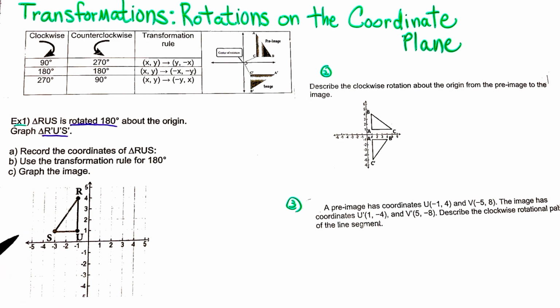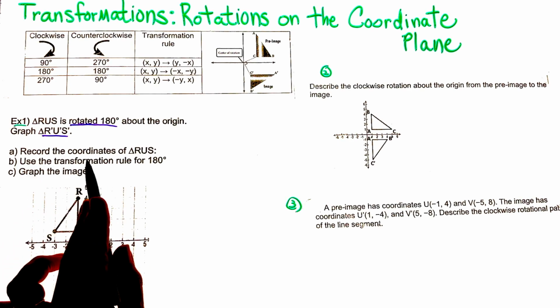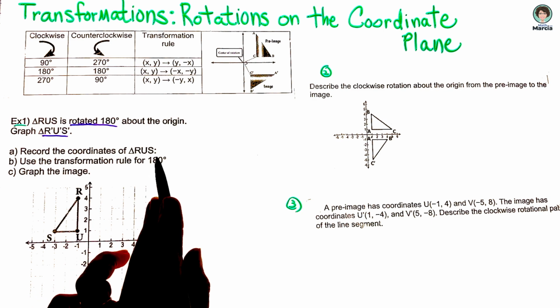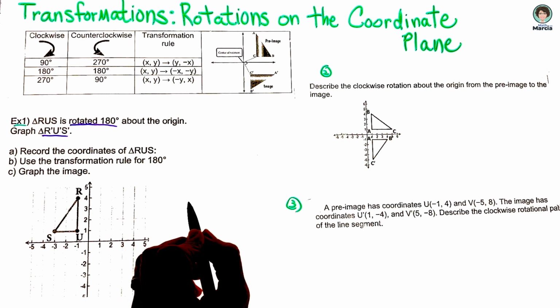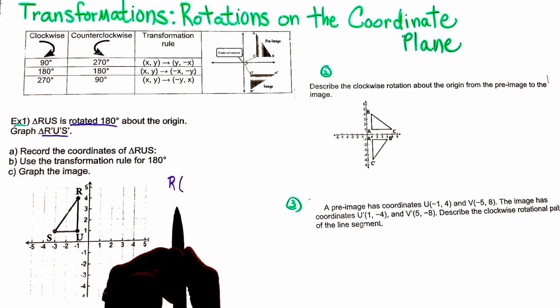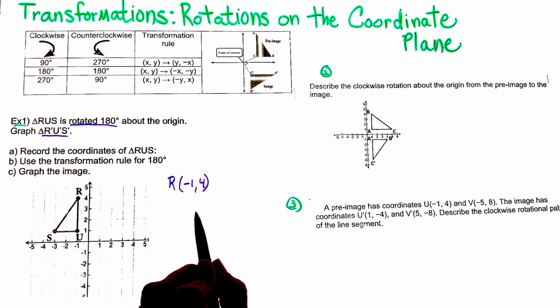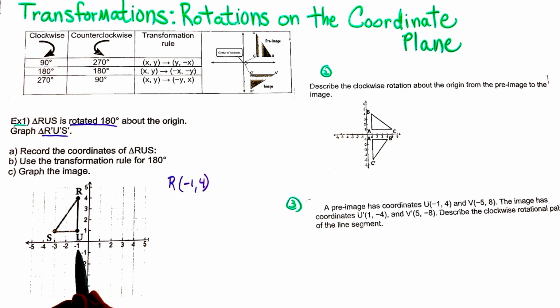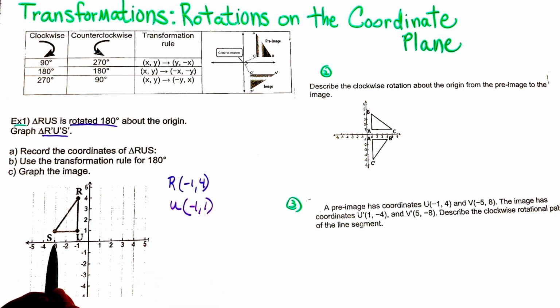So here we do have our graph, and this is triangle RUS. What we're going to do is record the coordinates of triangle RUS. So I'm looking at R, and I think I'll put it right here. My ordered pair for R is -1 and 4. And I'm going to just list them all. My U is -1 and 1. And my S is at -3 and 1.